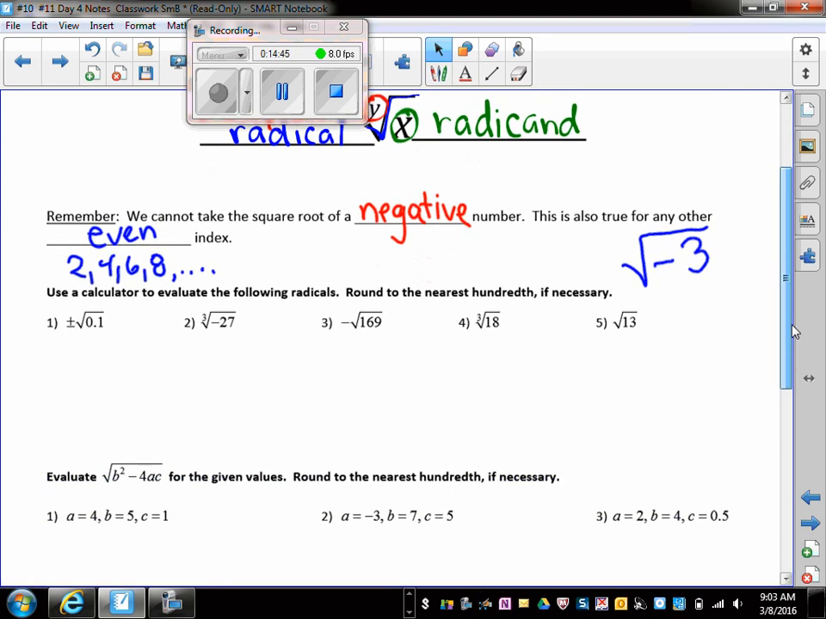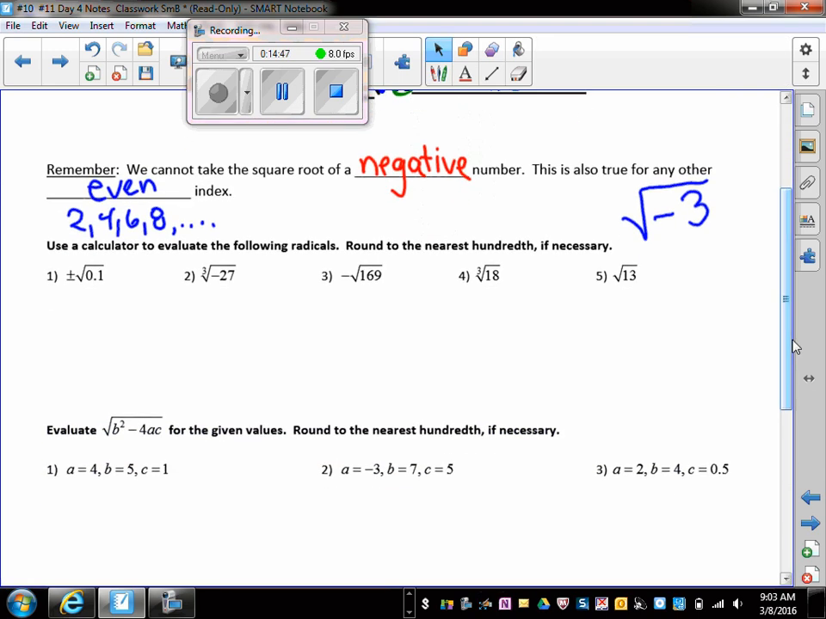So I want you to go ahead and do number 1 through 5. Use a calculator to evaluate the following radicals. Round to the nearest hundredth if necessary. So I'll give you about 1 minute to do those. So this is just saying the positive value and the negative value. So whatever your answer is, you just have the plus and minus in front of it. It's two values.